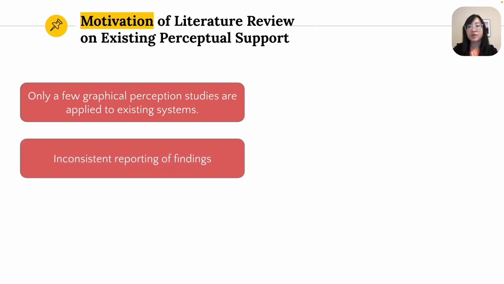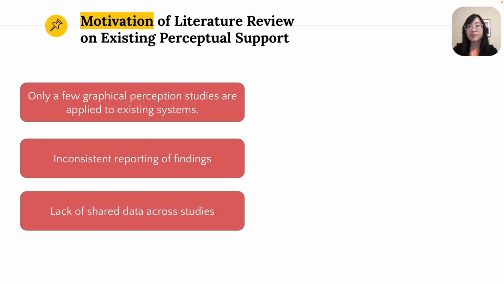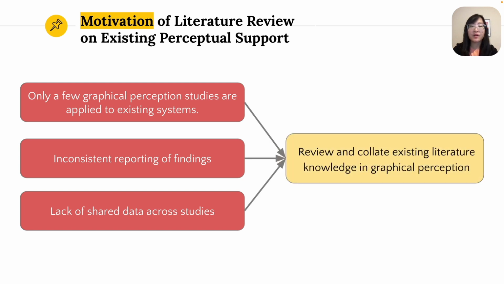We find that it is because the graphical perception findings are usually reported inconsistently. And also, there's no shared data across studies, making it extremely hard to integrate much graphical perception knowledge into visualization recommendation systems. Thus, in this paper, we present a review of existing literature in graphical perception and synthesize findings in a format that can be ingested into visualization recommendation systems to guide the recommendation process.